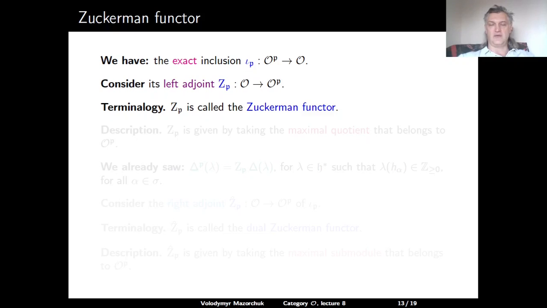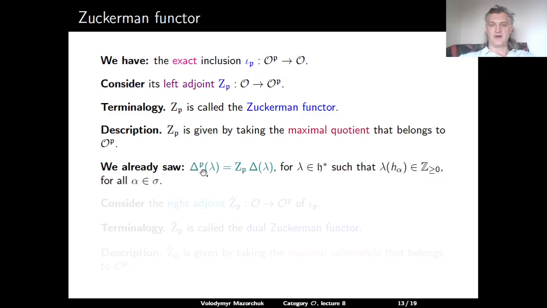And as a usual functor given by the left adjoint to an inclusion, this functor is given by starting from a module in O and taking the maximal possible quotient of that module, which belongs to the parabolic category. So in particular, we already saw that parabolic Verma modules are given by applying this Zuckerman functor to the usual Verma modules, at least under the assumption where lambda is a weight such that the corresponding L lambda is an object of the parabolic category. This means that the evaluation of lambda at each h alpha is a non-negative integer, where alpha is a simple root belonging to sigma.